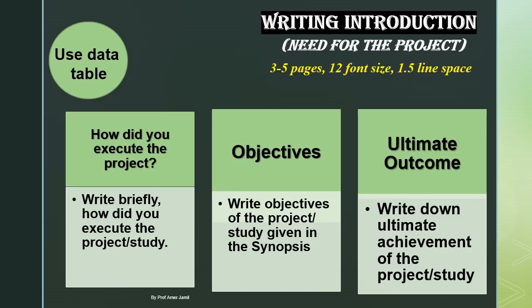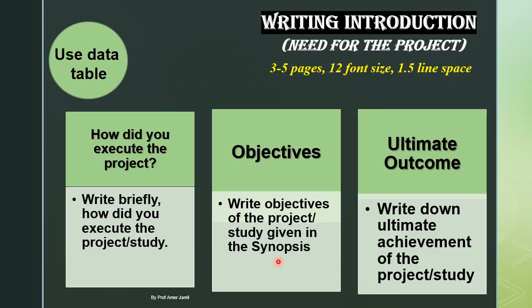In the next couple of paragraphs, you have to write down how you executed the project. Here you don't have to write down detailed methodology, but you give a brief overview of how you executed that particular project or study. And then you give the objectives of your study that were given in your synopsis. So you give exactly those objectives that were finalized in your synopsis.